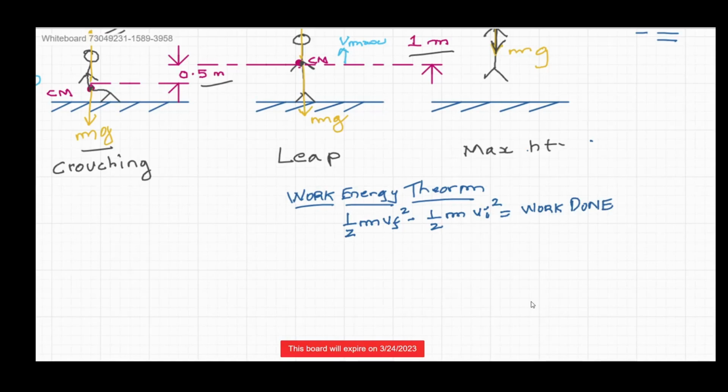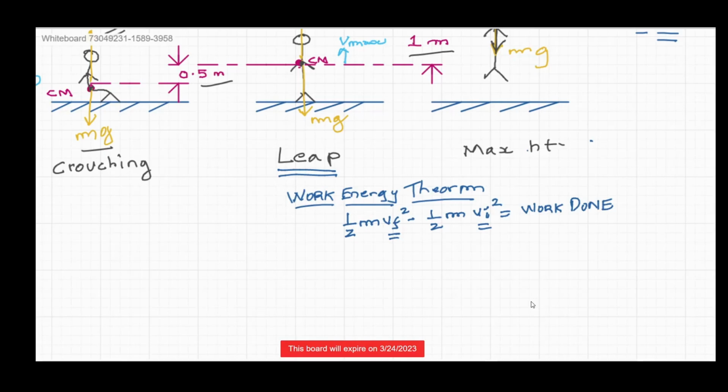Since we are looking at the final velocity and the initial velocity, you have to describe the event. What is your initial event and what is your final event? That is very important. To solve this, we are going to take the leap stage as the initial stage, when he is just about to jump, where his feet are just not touching the ground.